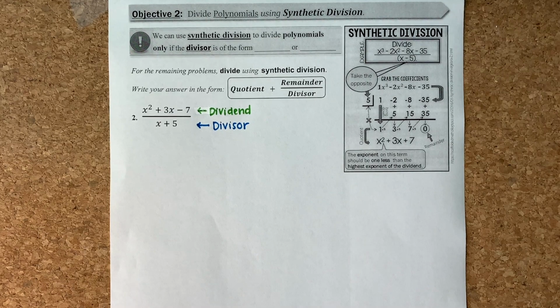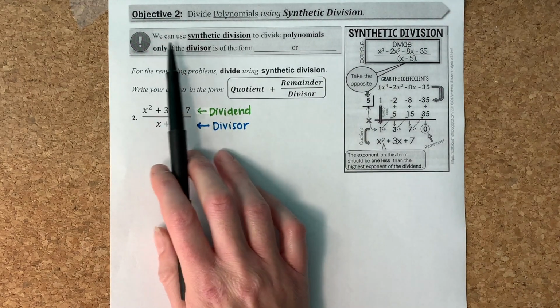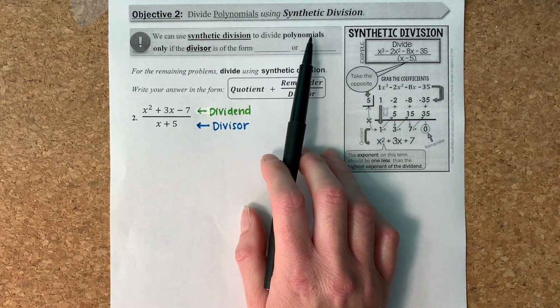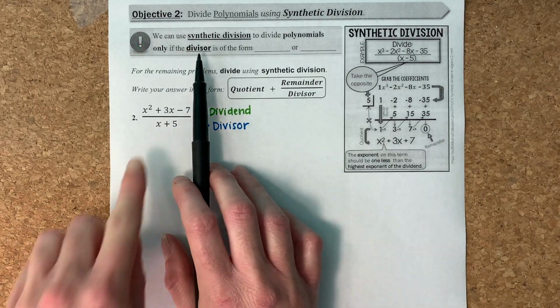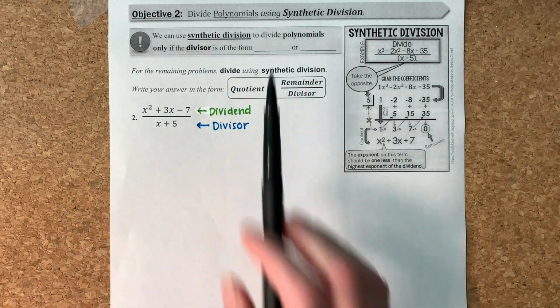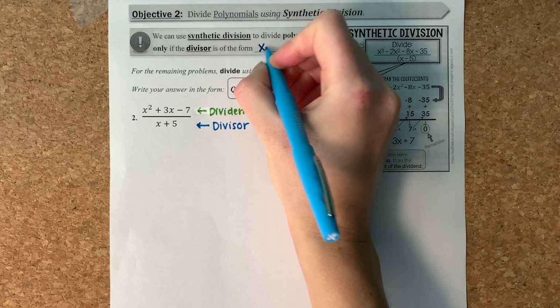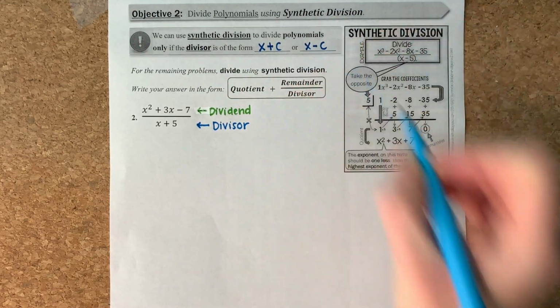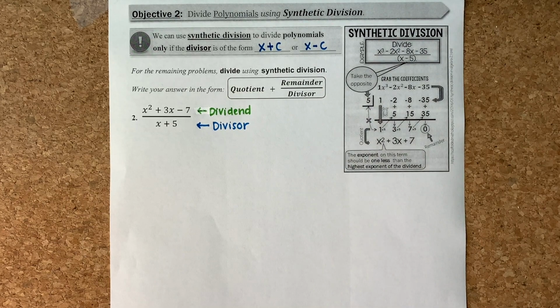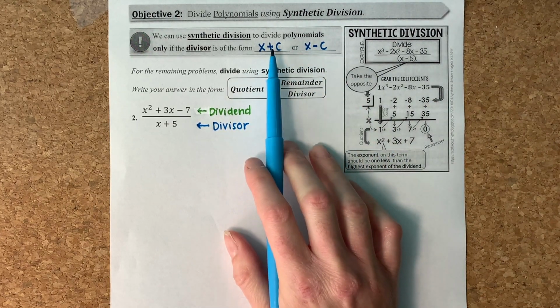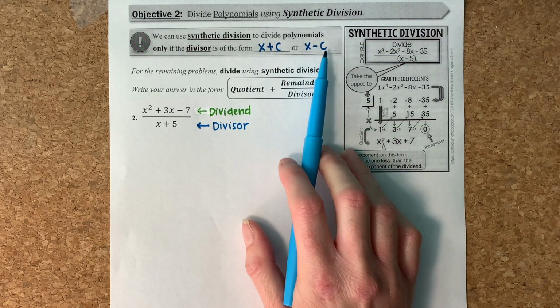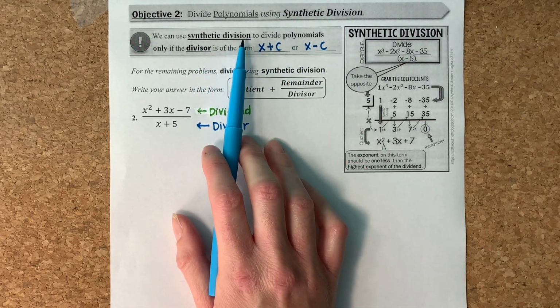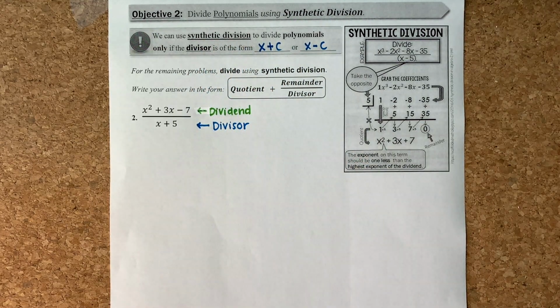Now we're going to use the process of synthetic division to compute all of the problems in this lesson, but please note that we can use synthetic division to divide polynomials only if the divisor is of the form x plus some constant or x minus some constant. If the divisor is not of the form x plus a constant or x minus a constant, then you cannot use synthetic division to compute that division problem.